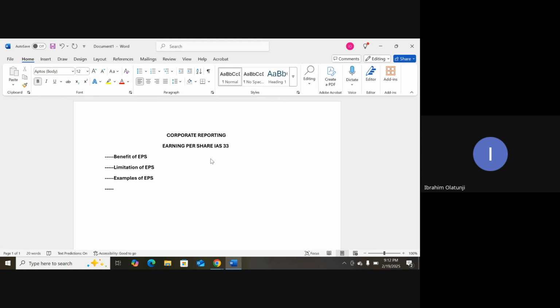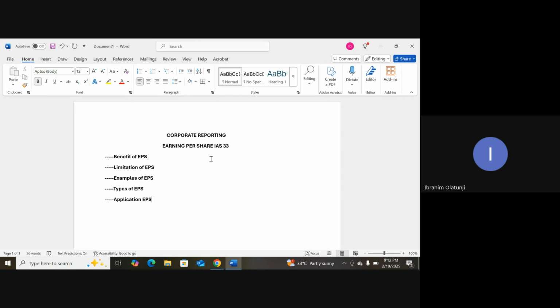We also need to look at the types of earnings per share. Then finally, we look at the application of earnings per share, how we are going to apply them.